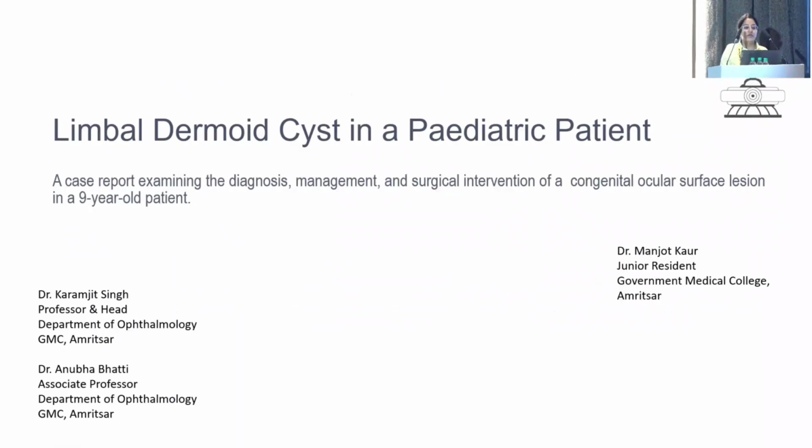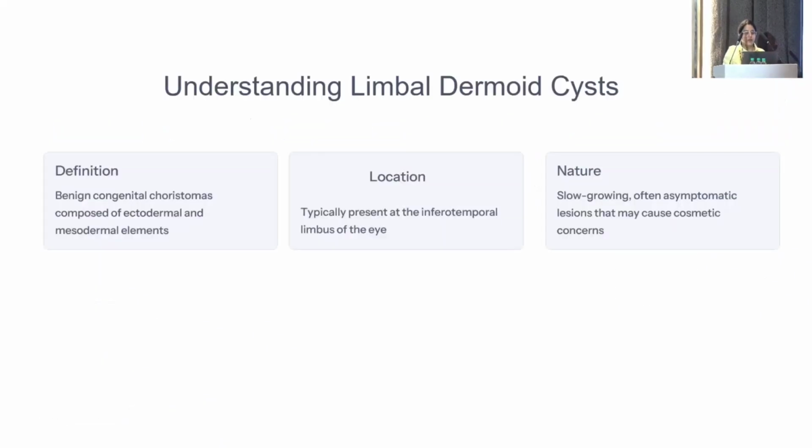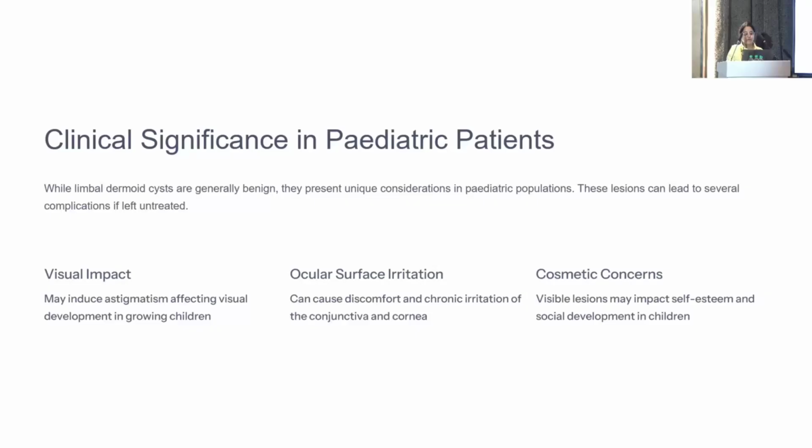Today's topic is limbal dermoid cyst in a pediatric patient, a case report examining diagnosis, management, and surgical intervention of a congenital ocular surface lesion in a 9-year-old patient. It is a benign congenital choristoma composed of ectodermal and mesodermal elements, typically present at the inferotemporal limbus, and it is slow-growing and non-progressive. Clinical significance in pediatric patients: it affects the vision, as it induces astigmatism, it causes surface irritation, and may be of cosmetic concern.